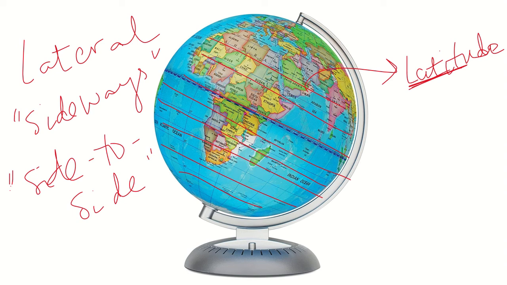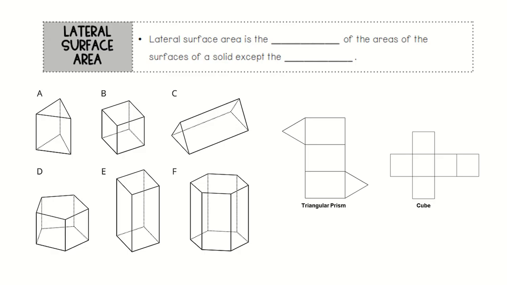So now let's get to our mathematical definition. Lateral surface area is the total of all of the areas of the surfaces of a solid, except for, and this part right here is important, except for the bases. This is the part that makes it different.